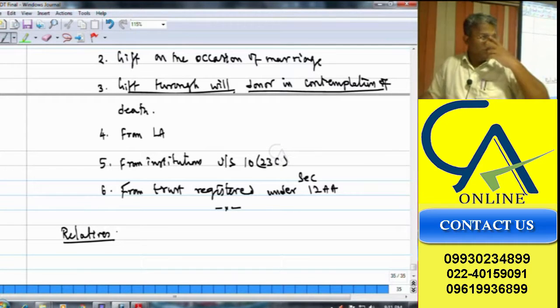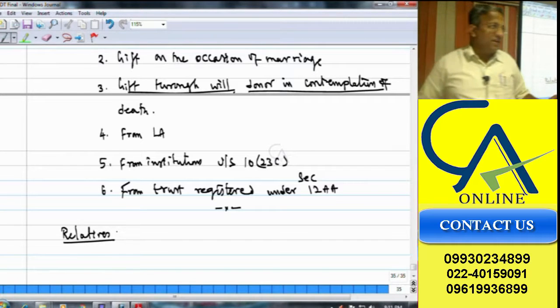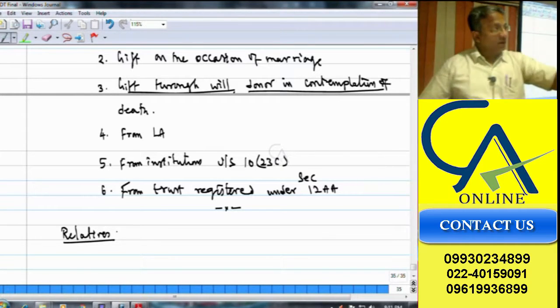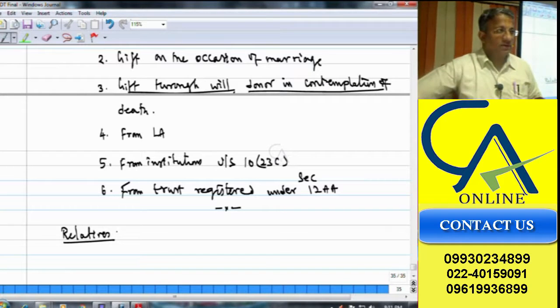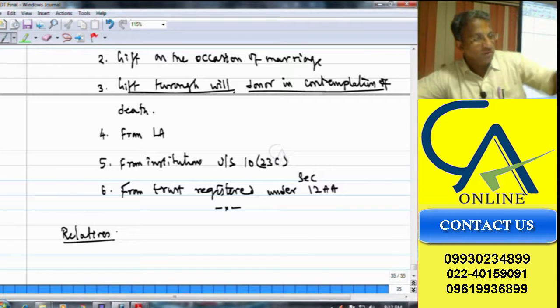You can easily remember. For self, for a person, spouse is the first relative. Second, brother and sister of self. Self means of that assessee. Brothers and sisters of the spouse of the individual. Next, brothers and sisters of either of the parents of the self. Any lineal ascendants and descendants of the self, that is the individual.